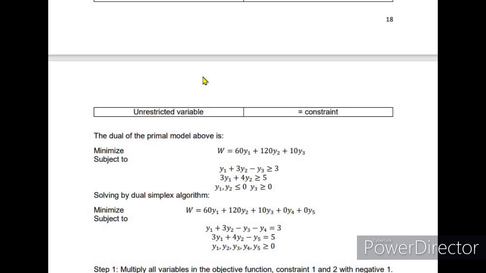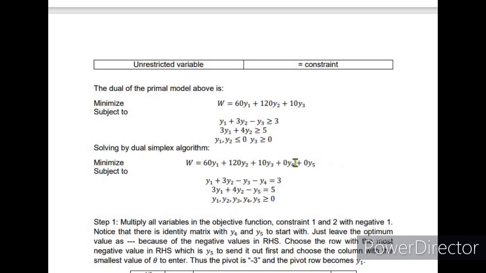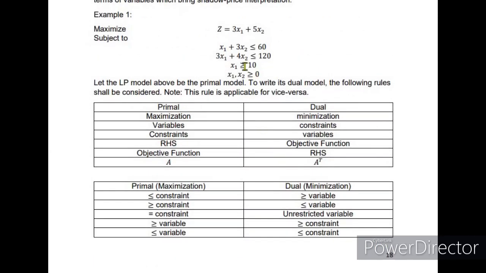And now for the non-negativity constraints. You notice that y sub 1 and y sub 2 are less than or equal to 0. So these values will be less than or equal to 0 if in the primal model the first and second constraints have the sign of less than or equal. You notice here that y sub 3 is greater than or equal to 0 because the third constraint here also has the sign of greater than or equal.